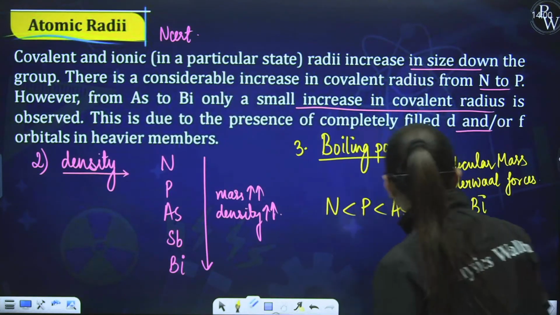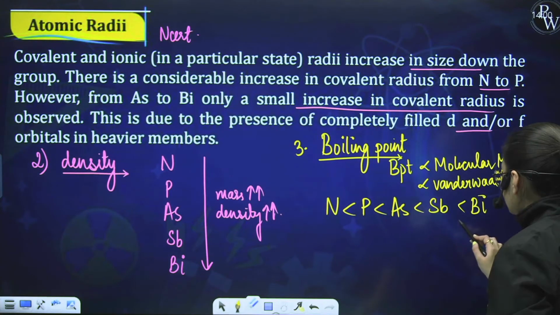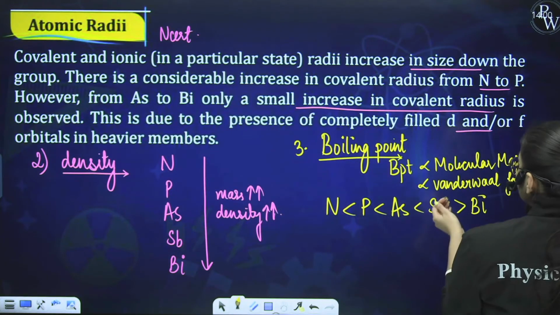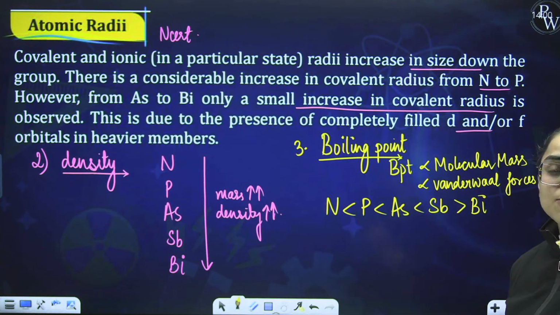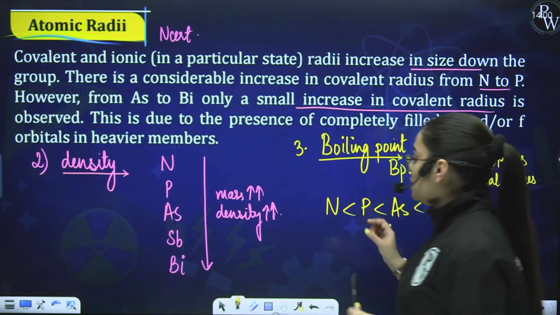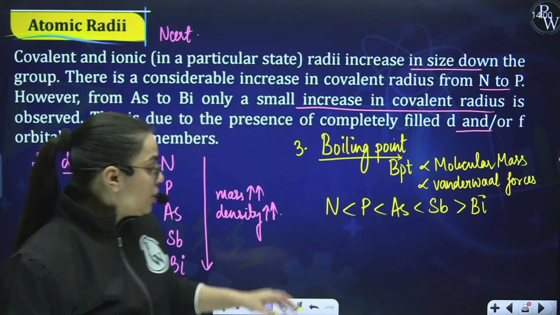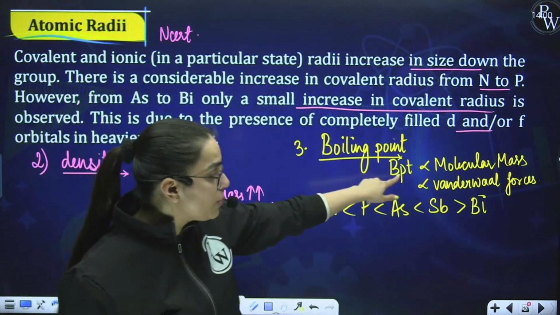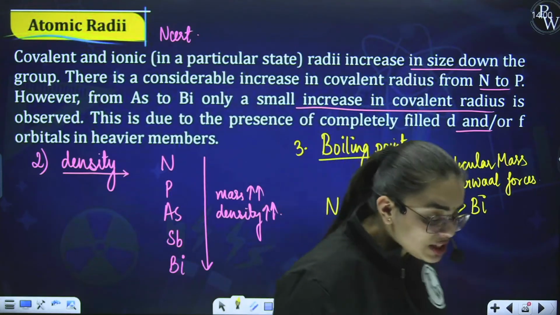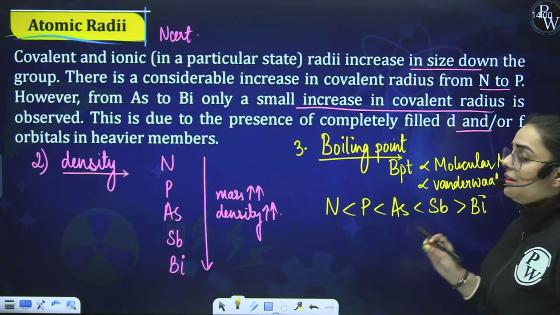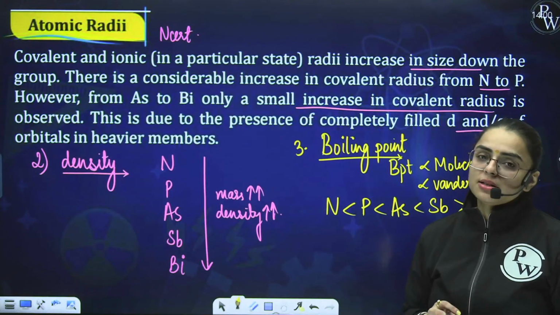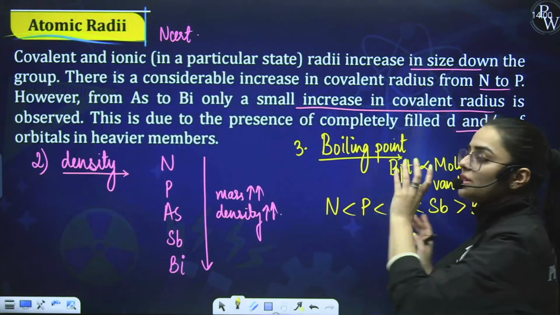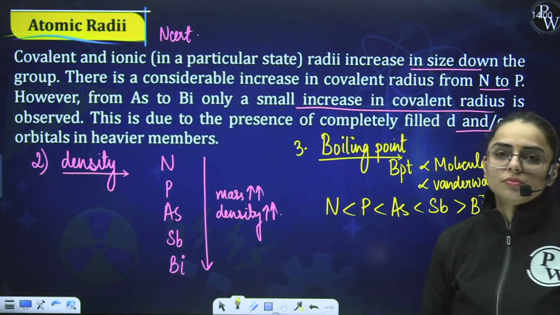But the trend changes over here. Yes, it increases down the group, but at a certain point, bismuth has a lower boiling point than antimony. This is the order that you need to remember. From nitrogen, it increases because the atomic mass increases, so boiling point increases. But there is a slight change over here. Bismuth will have less than whom? It will have less than antimony. Is it clear to you? The answer for this is the inert pair effect. I will explain in the upcoming slide what the inert pair effect is, but first of all, write it down.